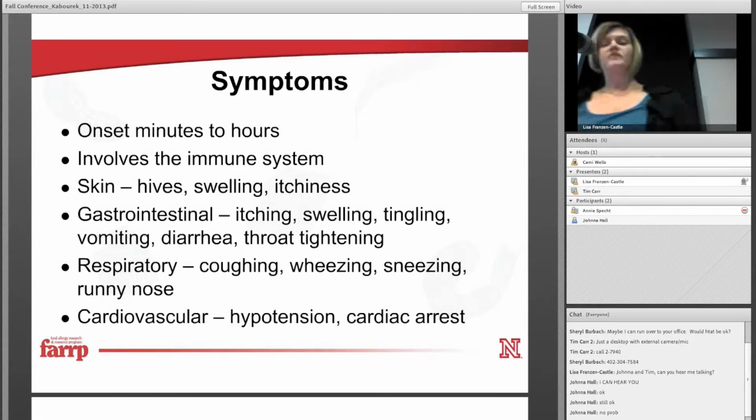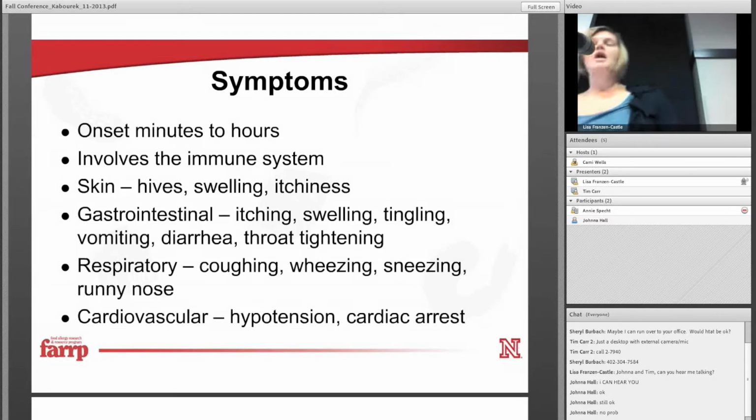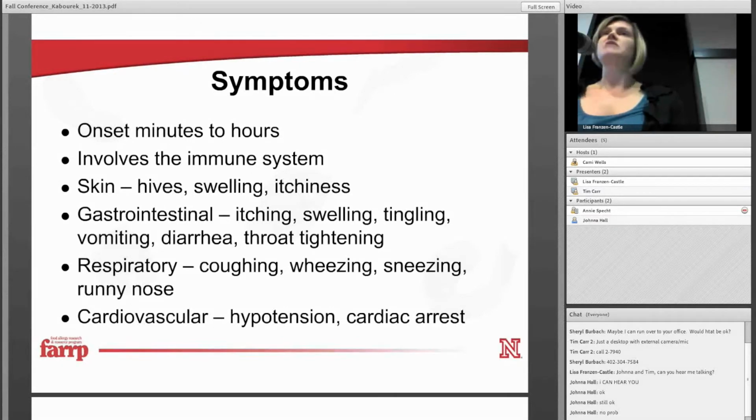It can also involve the respiratory system. And this is kind of tricky because a lot of people have asthma also on top of their food allergies. So if they are having a food allergic reaction, oftentimes they think they're having an asthma attack. So they'll go for their asthma inhaler rather than their EpiPen. And there have been deaths reported because they thought they were having an asthma attack and they were really having a food allergic reaction.